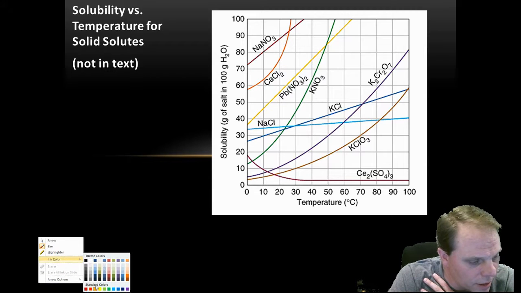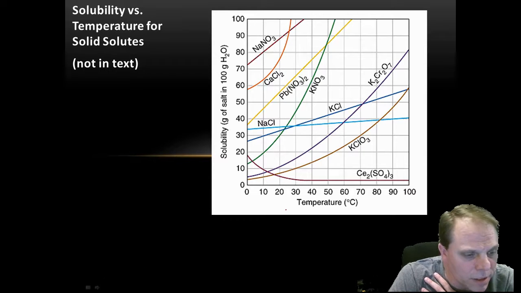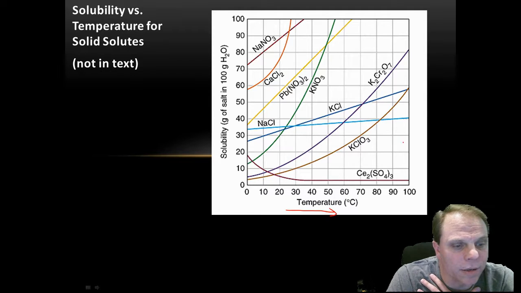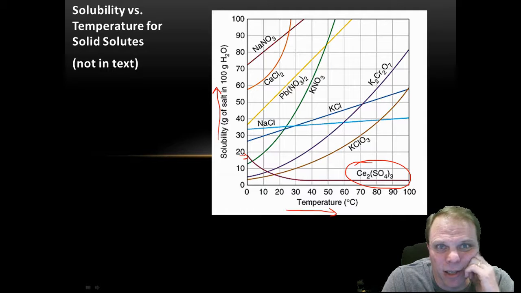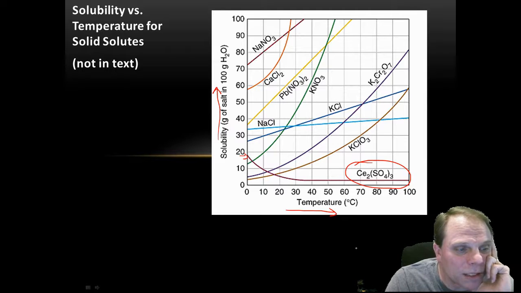As you increase the temperature, almost all of these solubilities are increasing, right? Most of them are increasing. There's one that's not. If you look at this line right here, this is the cerium 3-sulfate. You can see that one is not increasing. It's actually decreasing. There's always exceptions to every general rule, right? But this graph should be interpreted like this.